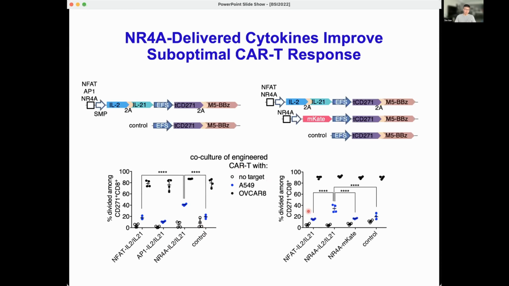To confirm that this improvement was in fact payload dependent, we repeated experiments and compared the NR4A promoter driving the cytokines versus NR4A driving a negative control payload using the fluorescent reporter. And we show that it is in fact necessary to have the payload to have this improvement in response. It's not just some artifact we're seeing with having the synthetic promoter itself.